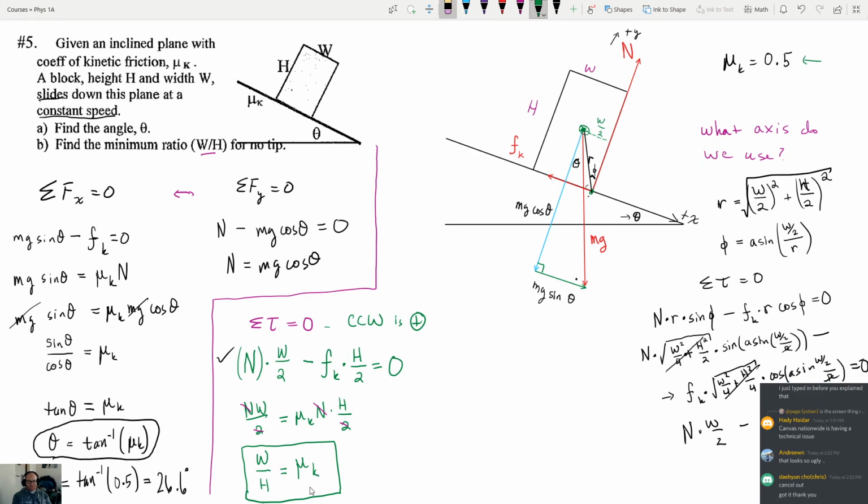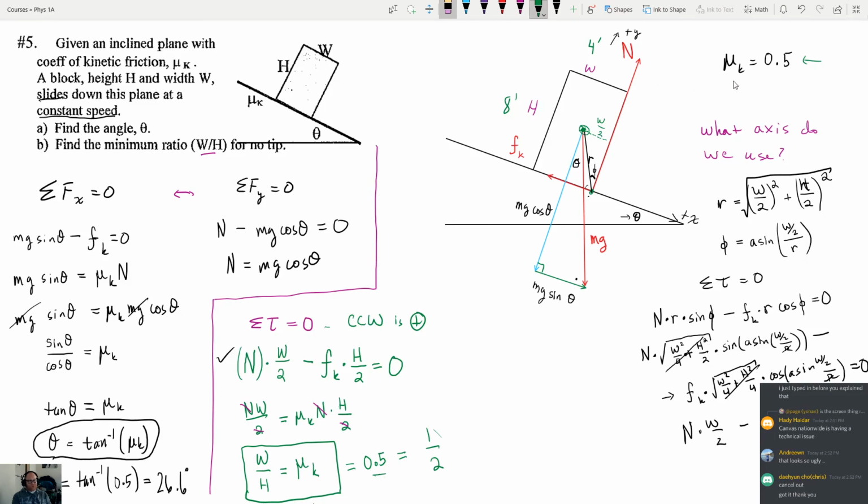So for example, if we choose 0.5 for our mu k, just to get an idea of what this even means, then the ratio is going to be 1 to 2, right? That would be an example. It could be like 4 feet up here and 8 feet up here, or 4 inches and 8 inches, whatever you want to think. But it would be a ratio of 1 to 2. That's the minimum ratio for no tip, assuming that this is your mu k.